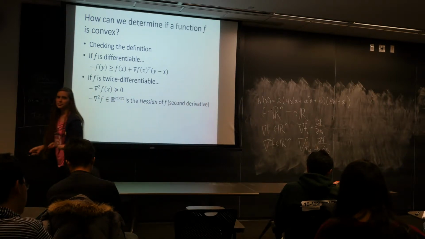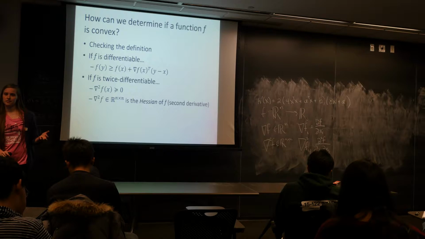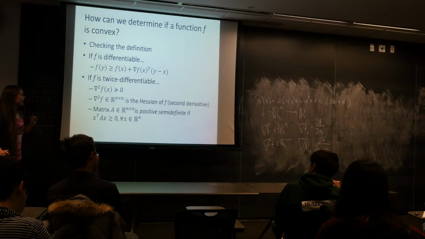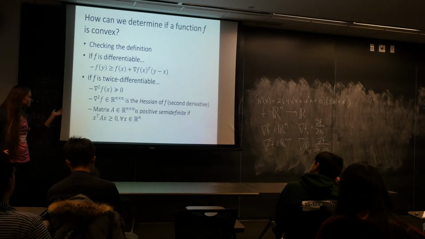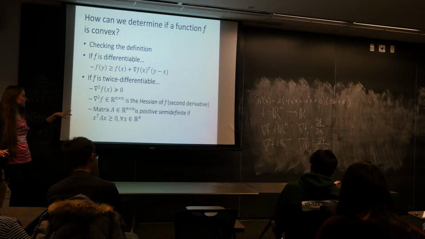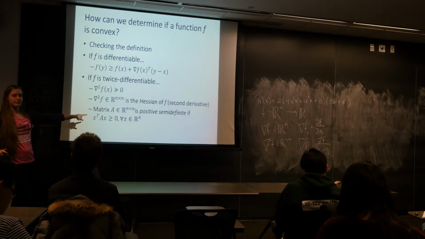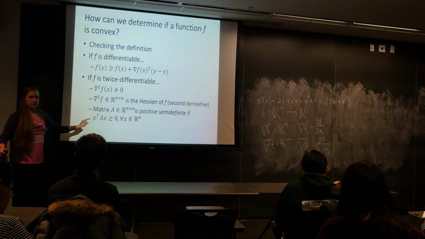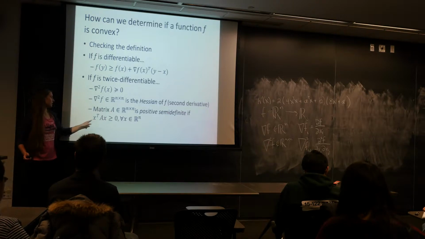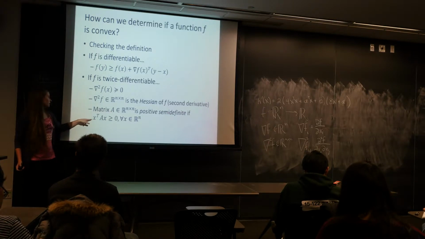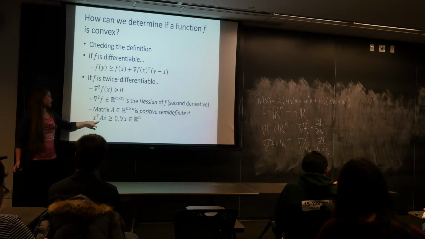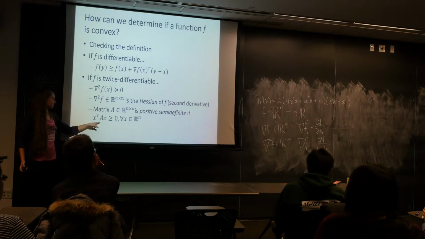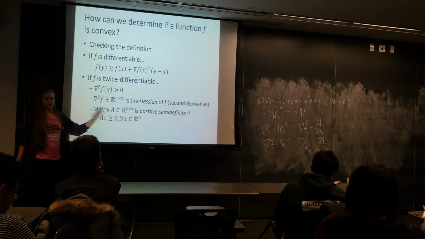And then how many people are familiar with the concept of positive semi-definiteness? Okay, one person. So a matrix A is positive semi-definite if for every single vector x, x transpose A x is greater than or equal to 0. This quantity is just a real number, because x is an n-dimensional vector: x transpose is 1 by n, A is n by n, and x is n by 1. So you just look at the dimensions on the outside. This is a scalar, and every such scalar is greater than or equal to 0.